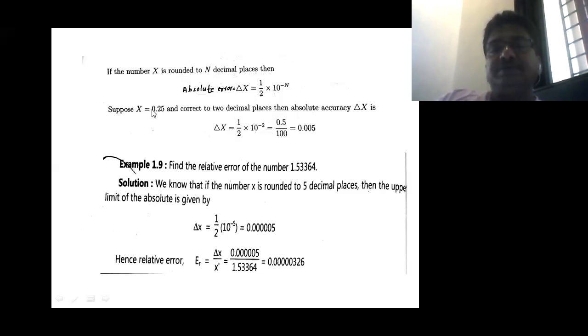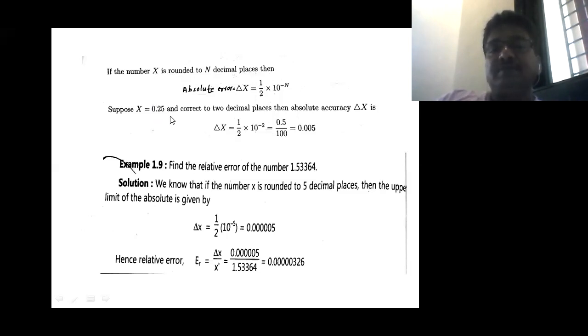So the question is: this is the number 0.25 and is correct to 2 decimal places. Then what is the absolute accuracy or absolute error? It is 1/2 into 10 raised to minus 2. Why is this 2? Because this number is rounded to 2 decimal places. After the point there are 2 digits.